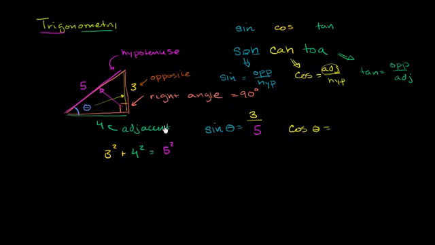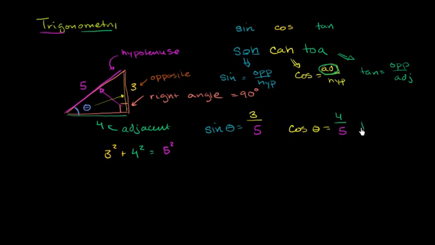Adjacent. And I want to be very clear: this only applies to this angle. If we were talking about that angle, then this green side would be opposite, and this yellow side would be adjacent. But we're just focusing on this angle right over here. So cosine of this angle, we hear adjacent. Well, the adjacent side of this angle is 4. So it is adjacent over the hypotenuse. It's the adjacent, which is 4, over the hypotenuse, 5.